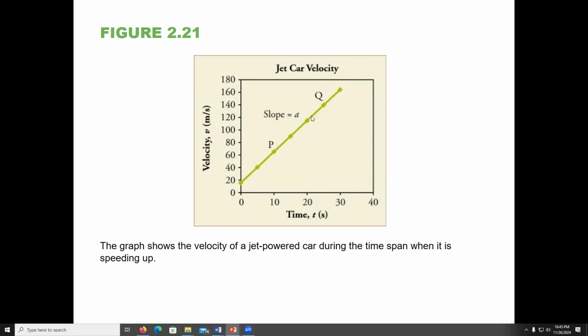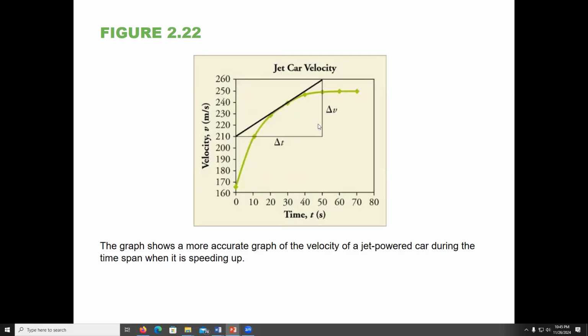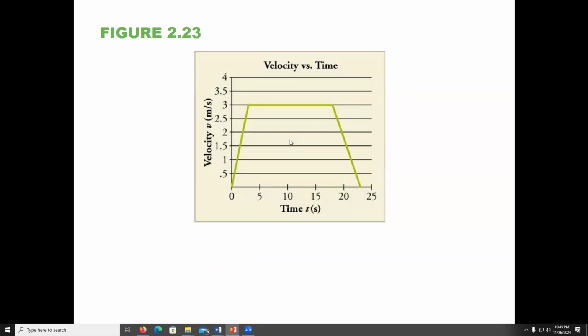But if you want the instantaneous acceleration, you make a tangential line to the point and you get the rise over the run of that point, and that will give you the instantaneous acceleration of that point. The same thing here. We make a tangential line to this point and divide our rise, the change in velocity, by our run, the change in time. So what can we learn about this trip?